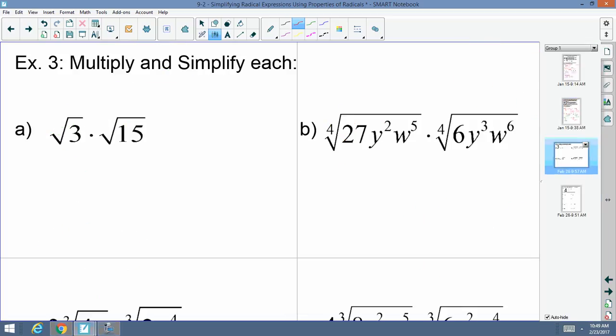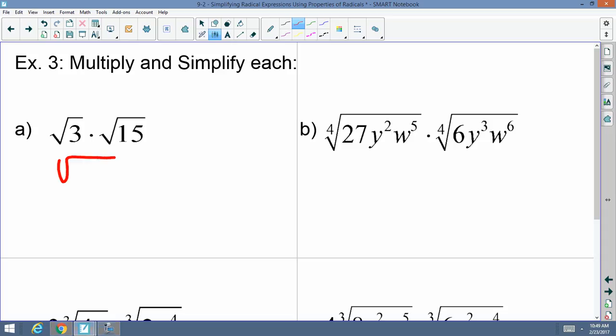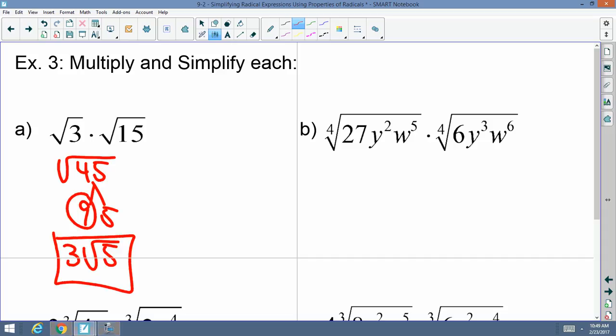All right, now, let's go a little bit further. Now let's multiply them. So I've got the square root of 3 times the square root of 15. So that gives me the square root of 45. Square root of 45 is 9 times 5. Square root of 9 is 3. So we got a 3 square root of 5. This is easy peasy, guys, if you know your multiplication tables. If you don't, I'm sorry.